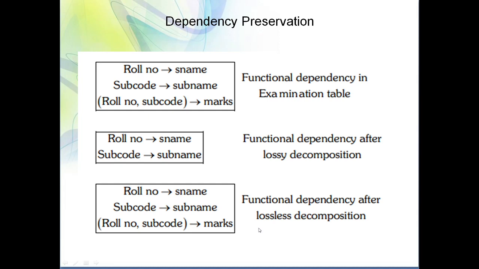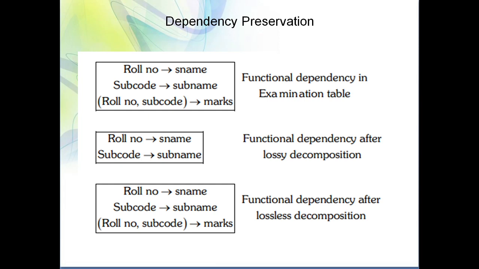That's why we are saying that lossless decomposition is a desirable decomposition, where we are not going to lose any kind of information. And also after combining the subtables, we are getting the original table back. We are not getting some extra rows, and we are not going to miss any row. Just like that, in case of lossy decomposition, we are going to get some extra rows which are not present in the original table. So I hope you understand the concept of decomposition.